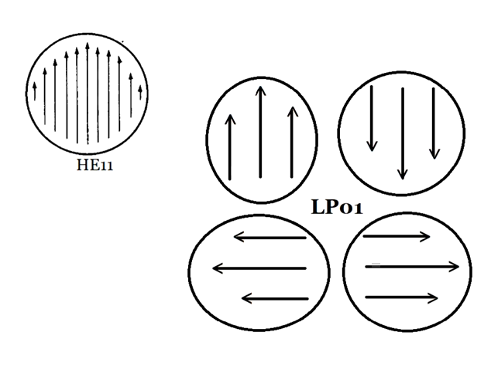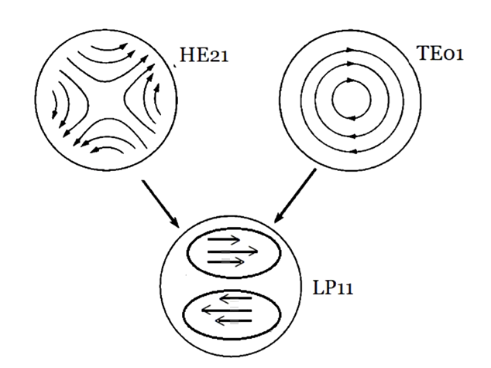If we rotate the fiber, then we can have the 4 possible combinations, that is horizontal and vertical polarization. Then we can consider the second case, HE21 and TE01, with which we can generate the LP11 mode.